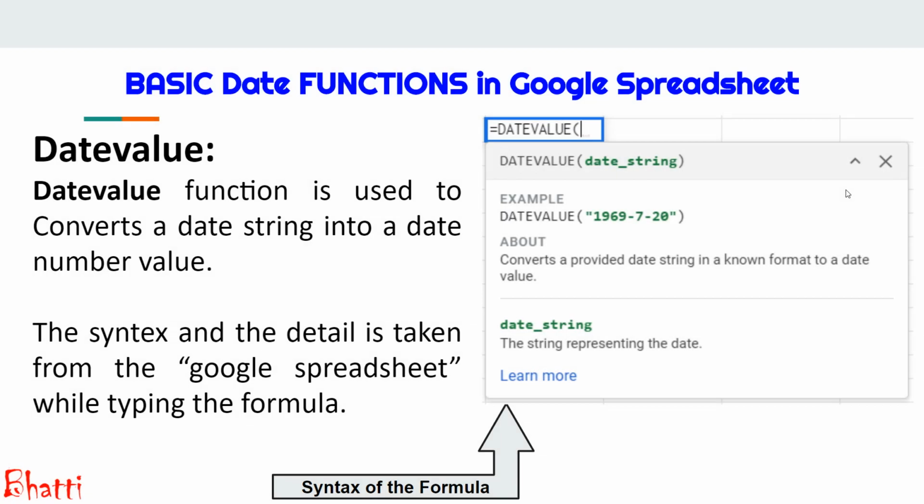Date value. It will provide us a value of the date. Whatever the date is, there is a value behind the date. So the computer, even Excel or Google Spreadsheet, considers the date a number, so it will give us the number against the date. And on the right side you can see the syntax. Date value, within brackets you will provide the date string and it will convert it into a number.